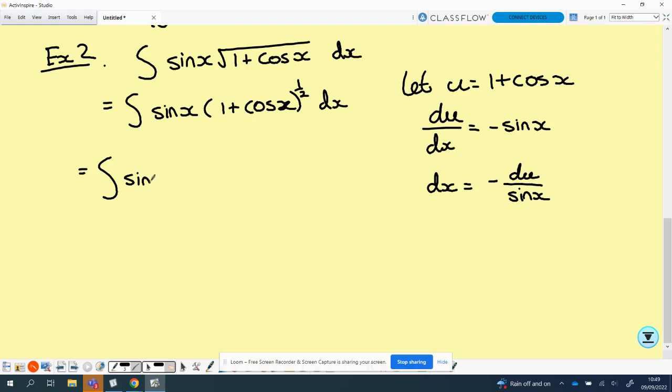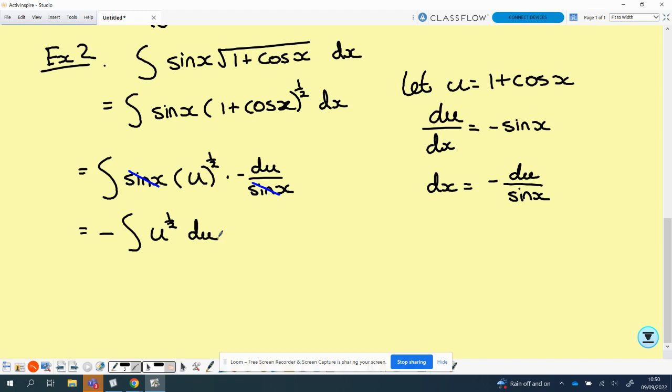Okay, and now I'm going to put things back into my question. So I'm going to have sine x. I've got 1 plus cos x, which I was told to make u. So let's make that a u. That's u to the power of half. And dx becomes times negative du over sine x. Okay. So again, we've still got x in the equation, but luckily that sine x will cancel off with that divided by sine x there. They'll cancel. I can bring the negative down to the outside. So that becomes a negative integral of u to the power of half du. Okay, which is what I could do from last year.